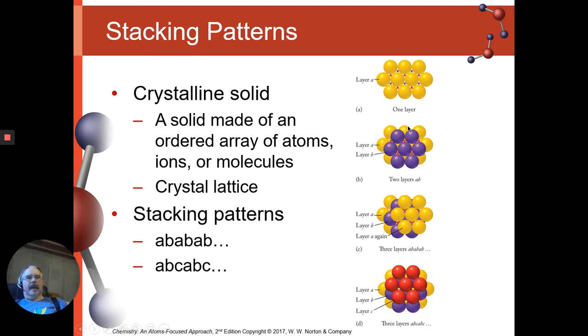is that here we have AB, where the blue or purple layer sits in the gaps between the atoms in the yellow layer. Okay, and for ABAB, this other yellow layer has atoms which lie directly above those of the bottom layer.